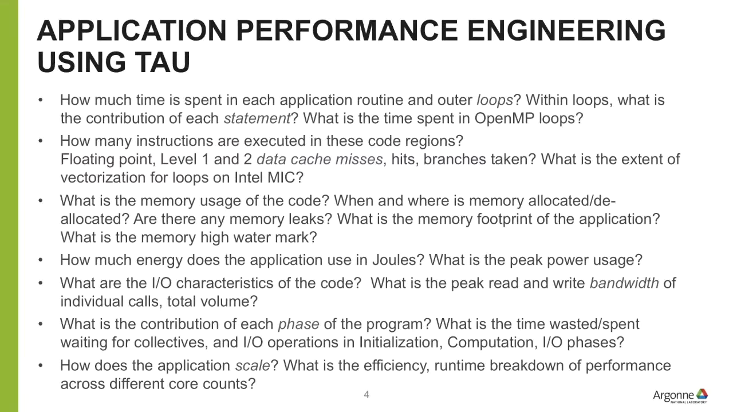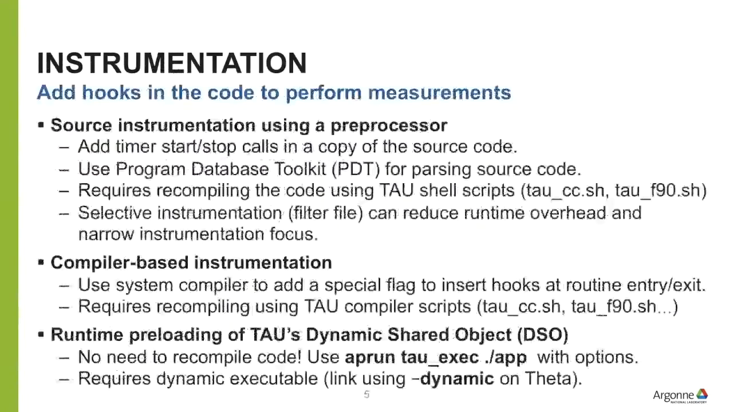You can see the application's energy usage in joules on the entire node. You can see the I/O characteristics, so you could see what is the read and write bandwidth or the amount of data that's accessed for each file based on each file name. You can see the total volume of data. You can even see the contribution of each phase of your application. Using TAU's performance database technology, you can see the scalability of the code and evaluate how it scales across different core counts and what is the runtime breakdown of the application.